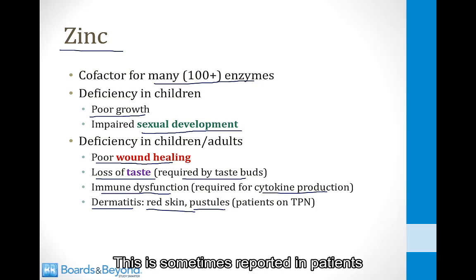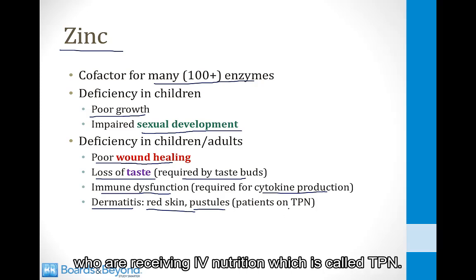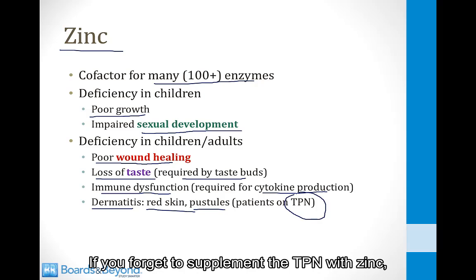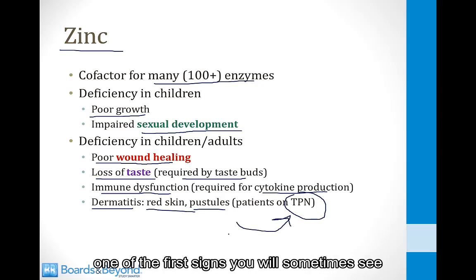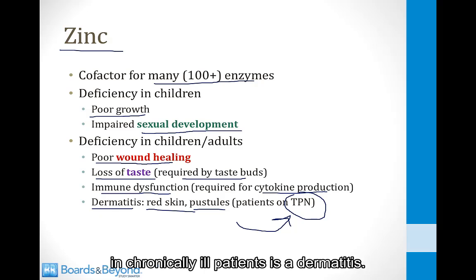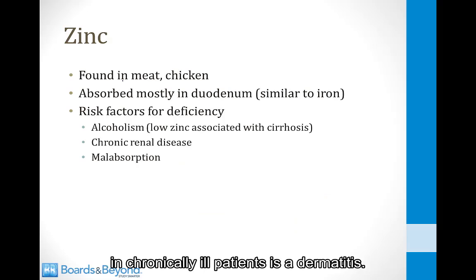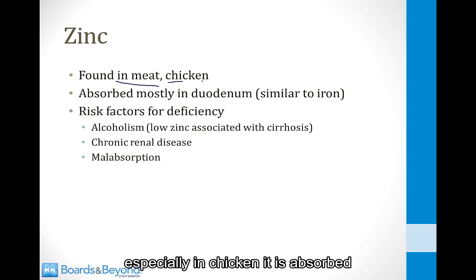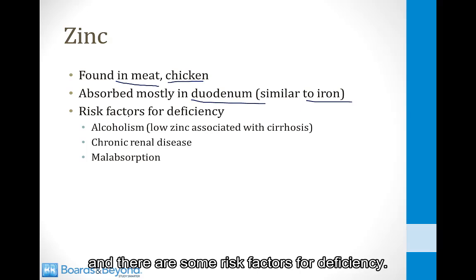This is sometimes reported in patients who are receiving IV nutrition, which is called TPN. If you forget to supplement the TPN with zinc, one of the first signs you will sometimes see in chronically ill patients is a dermatitis. Zinc can be found in meat, especially in chicken. It is absorbed in the duodenum, similar to iron, and there are some risk factors for deficiency.